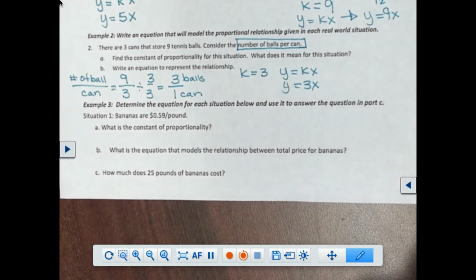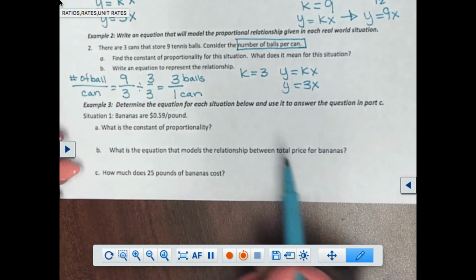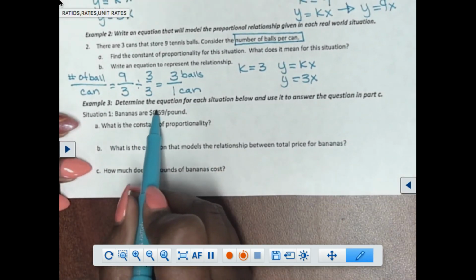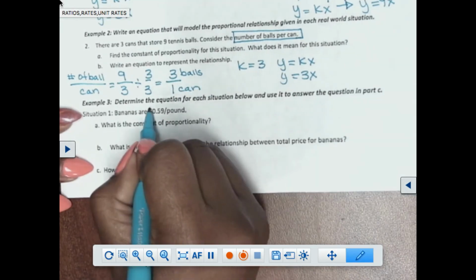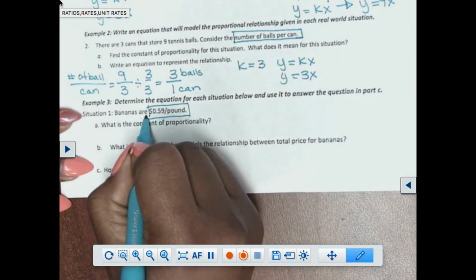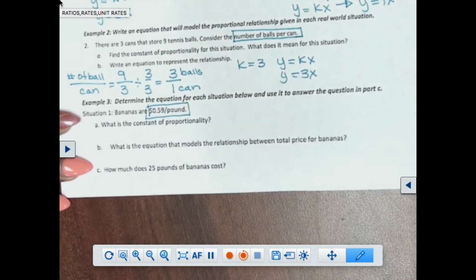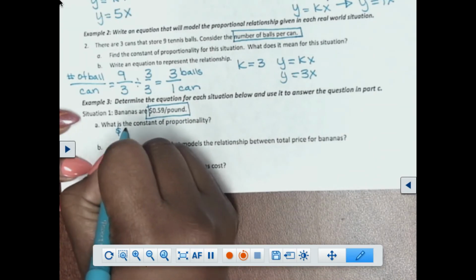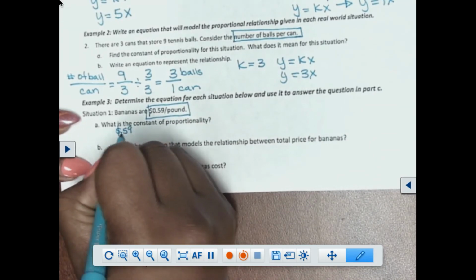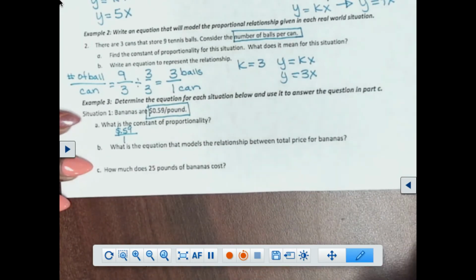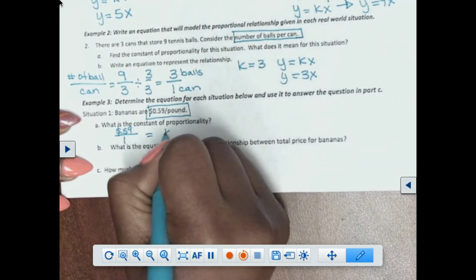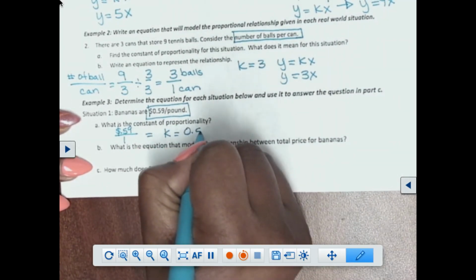It says a pound. What is the constant of proportionality? Okay. It says it's 59 cents a pound. So here's my ratio. And it didn't say pounds, it says 1. So if I say 59 cents over 1 pound, well, there's my constant of proportionality. My constant of proportionality is 59 cents.